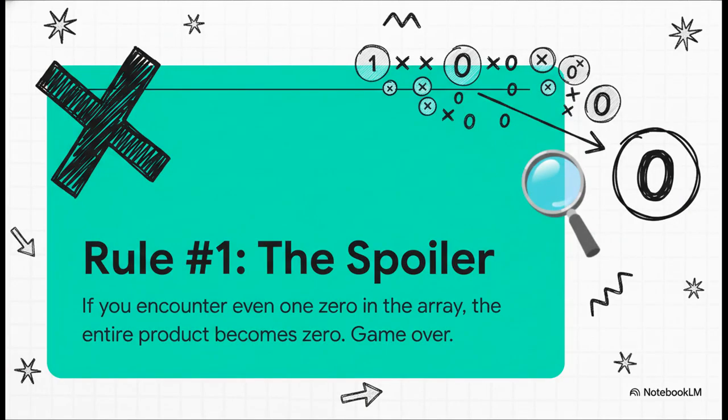First up, the most powerful rule of all, the spoiler. It's simple. If you see a 0 anywhere in that list, it's game over. You can just stop right there, because anything multiplied by 0 is 0.